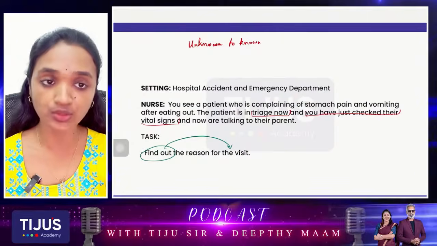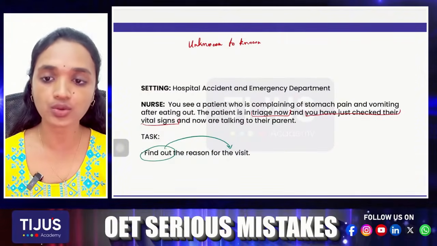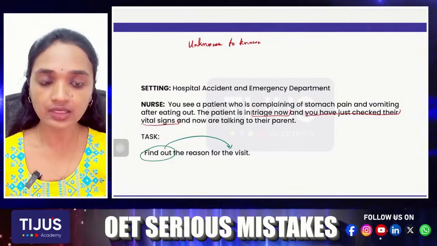Now how did it become unknown to known? From the first task we got an idea that this is an unknown situation, and given the history of the patient.